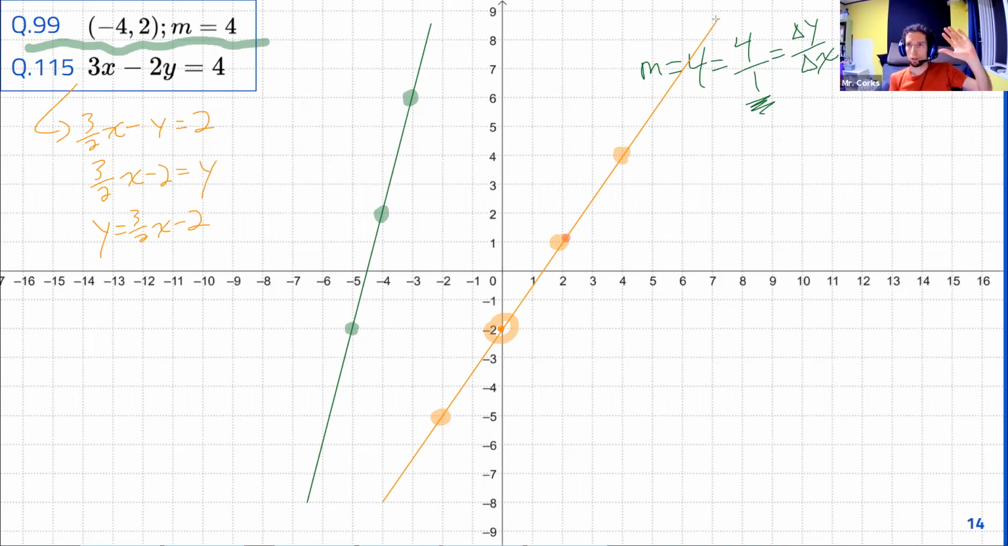So standard form, we could always change into slope-intercept form, and slope-intercept form is slope and the y-intercept. Those are pretty easy to use. There's the intercept, and then for slope you just count off and find the next points. Okay, so that's the graphing approach here.